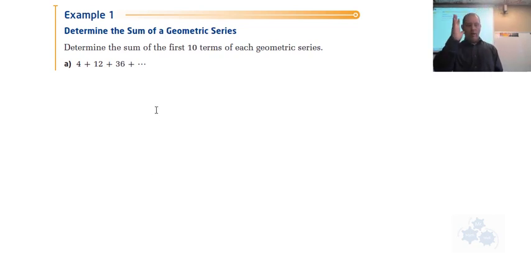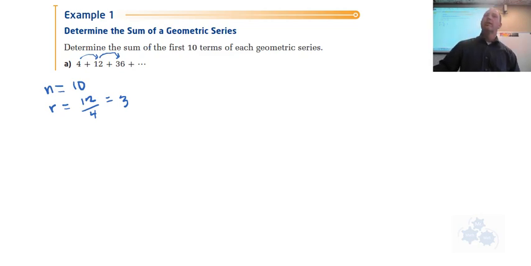Okay, so example 1. Determine the sum of the first 10 terms of each geometric series. The first 10. So, what do I know? I know that n is 10. What is r? Can I find r here? Well, r is going to be any term divided by the term before it. So it looks like r is 3. Does that make sense? 4 times 3 is 12. 12 times 3 is 36, and then so on. Does that make sense?